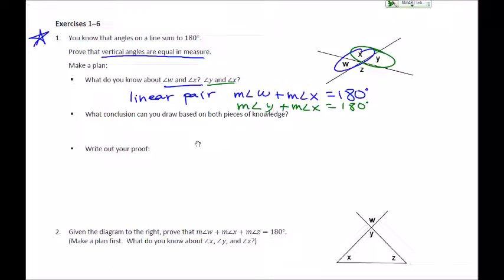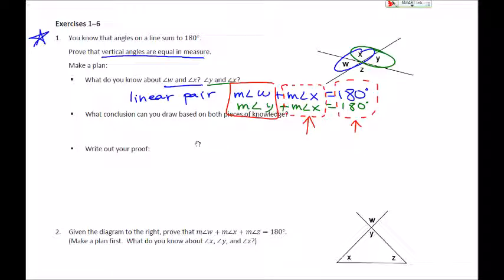Okay, and that's all I can really think about of things I can use with W, X, and Y. And the next bullet point to help you think through this is what conclusions can you draw based on both pieces of knowledge? Well, I'm going to use the fact that these are the same and these are the same. Does that make sense? So if these are the same, both say the measure of angle X, and these are both 180, then we can deduce, or use deductive reasoning, to say, well, then these two must be equal as well. And that's kind of where we're going. We'll do it a little more formally than just talking about it, but that's the essence of our proof.